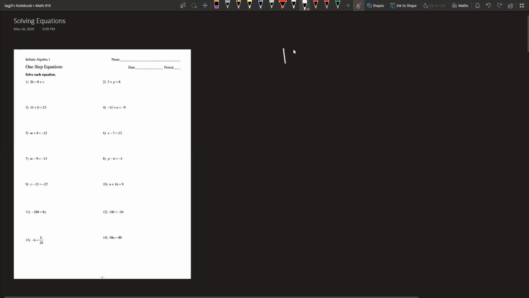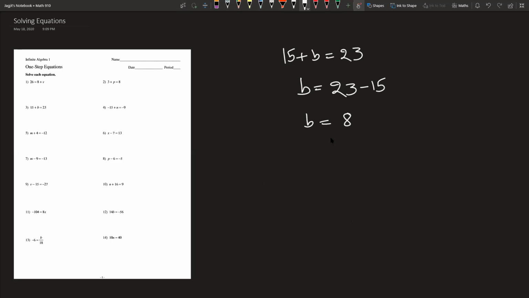All right, let's do a few more examples, okay? So we have 15 plus b is equal to 23. We're trying to solve for b. So we're going to keep b as it is. And plus 15, when it moves to the other side, it's going to become minus 15. So your b is just going to be 23 minus 15, which is 8. Simple?